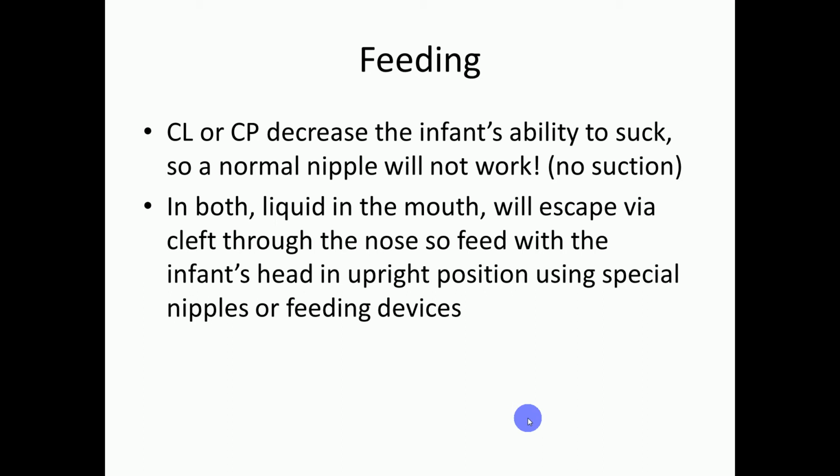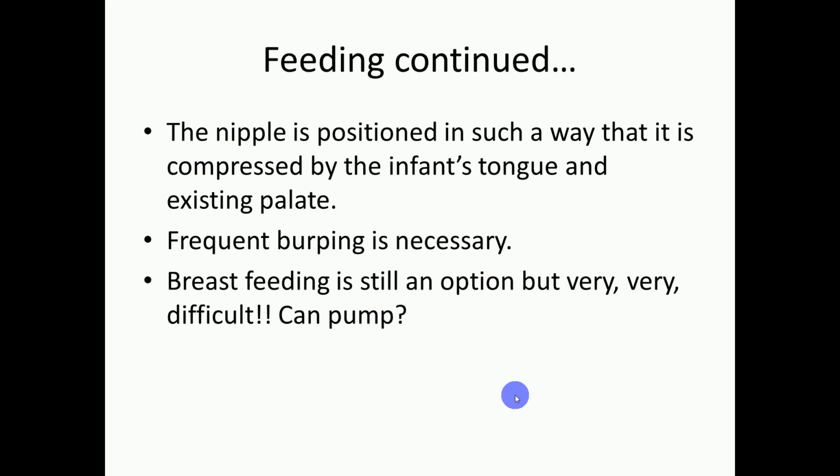Now, they can also be fitted for prosthetic palate coverings known as obturators, and those are good, but they're very expensive, so sometimes insurance does not cover them. And they're going to have several fittings over time, so it's not a one-time fit. So that's another problem with insurance, because it's a lot cheaper to use the bottles than it is to get the obturators. The nipple is positioned in such a way that it compresses the infant's tongue against the existing palate. Again, burping frequently is needed.